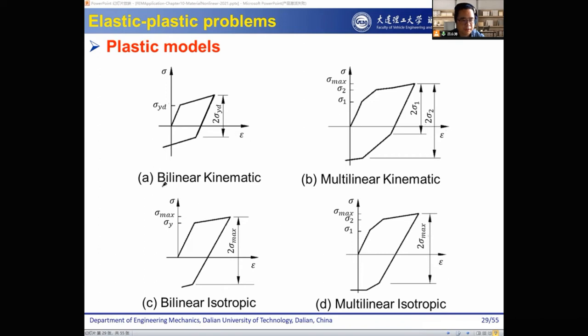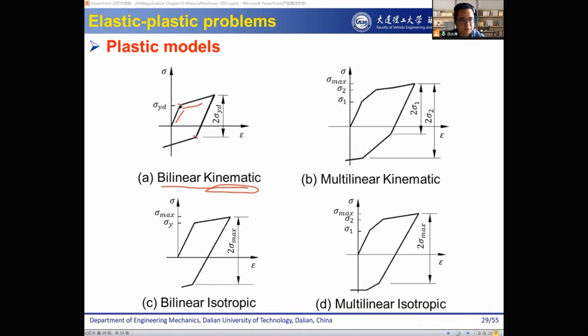First, the bilinear kinematic plastic model. Bilinear means you have one linear curve here and another linear curve here, so it's a bilinear plastic model. Kinematic means you say this is a yield point, this is another yield point.